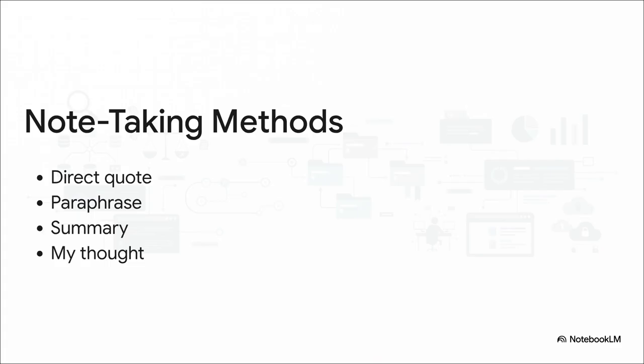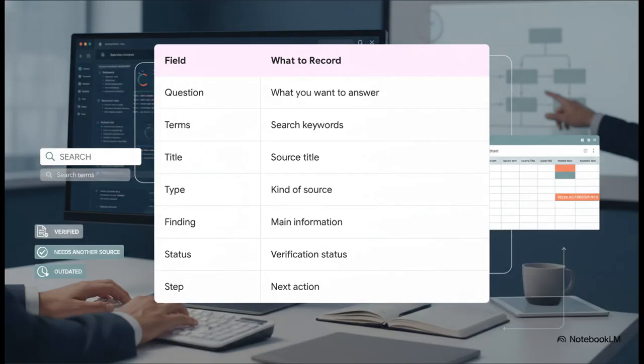Tag them with direct quote for exact words, paraphrase when you've rewritten the author's idea in your own words, and summary for a quick, broad overview. But most importantly, always tag your own reactions as my thought. This clearly separates your own original ideas from the author's ideas, which makes the actual writing process incredibly smooth later on. To manage all this tracking effectively, you really need a research log.